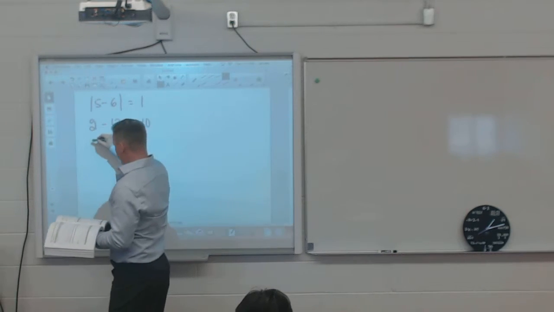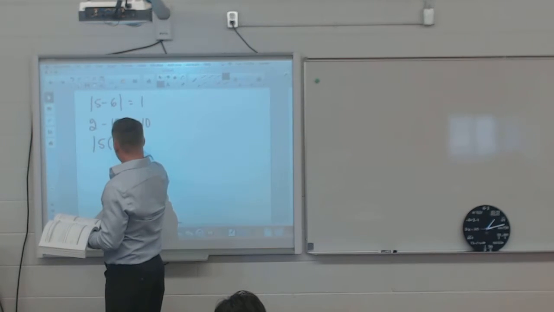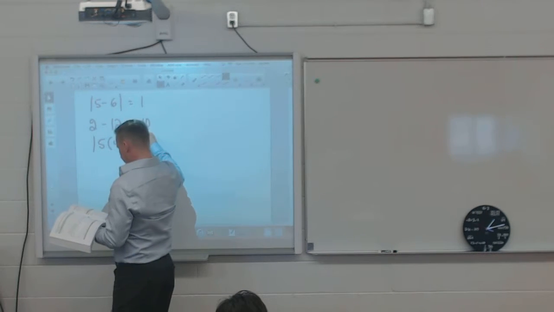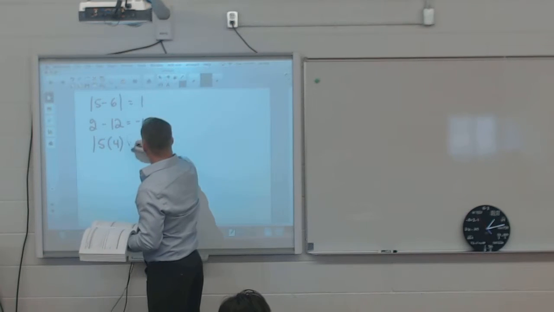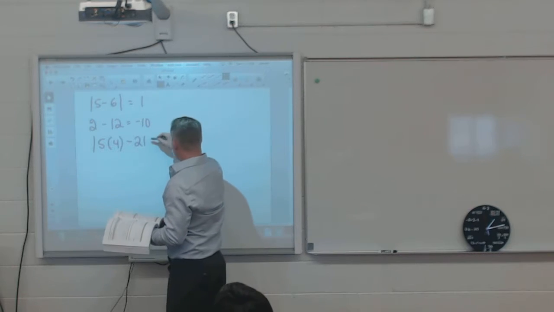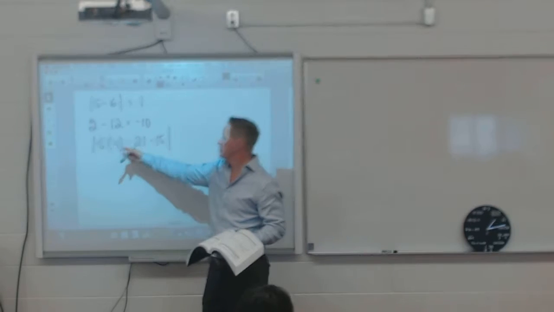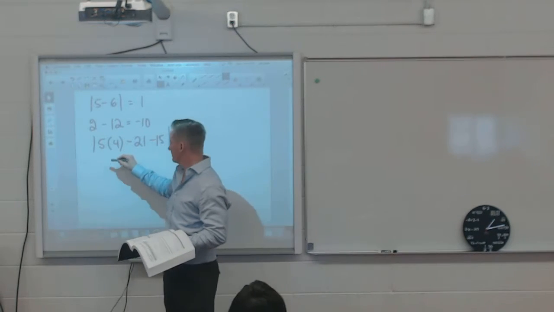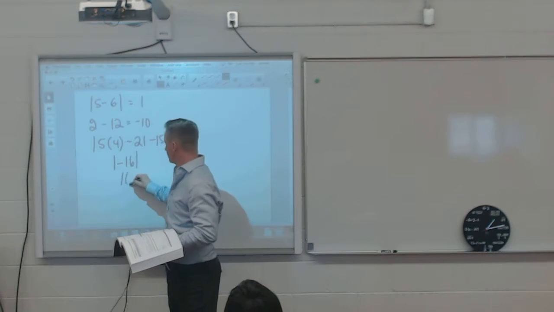Alright, absolute value. 5 times, what's negative 2 squared? 4. Plus 7 times negative 3. Negative 21. Subtract 15, all absolute value. 5 times 4 is 20. 20, subtract 21. Negative 1. Negative 1, subtract negative 15. Negative 16. Absolute value negative 16, which is 16.